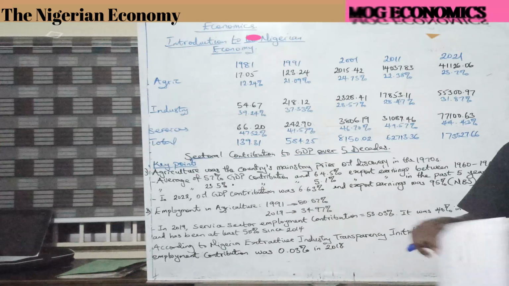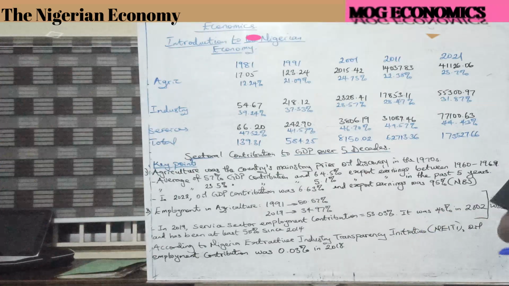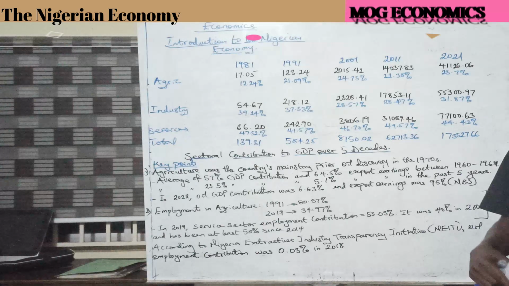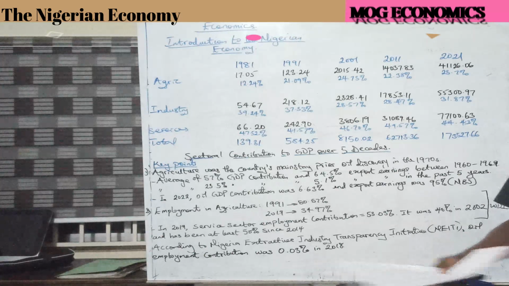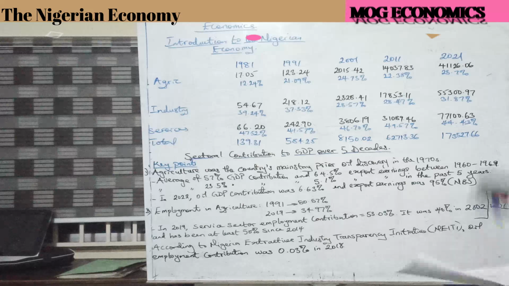Nigeria is just trying. Later, I don't know if it's going to be in this particular course, but later on we should be talking about economic diversification and what Nigeria has done so far. So now we've looked at this.